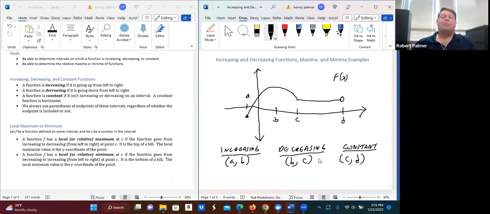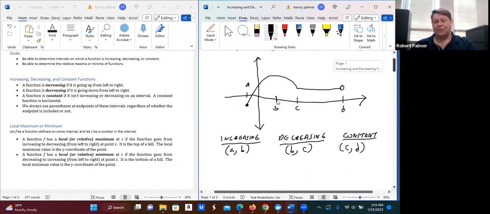Now, a function can have multiple places where it's increasing or decreasing or constant, or maybe no places. But in this case, we had all three. So that's the idea. Increasing is where it goes up from left to right. Decreasing goes down from left to right. And constant is where it's simply flat from left to right. Once again, these intervals are always in terms of the x values, at the beginning and end, and we always use parentheses.